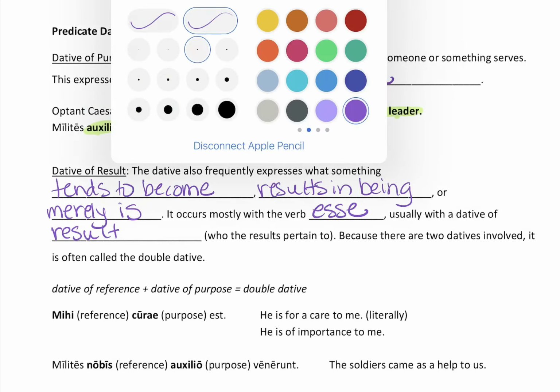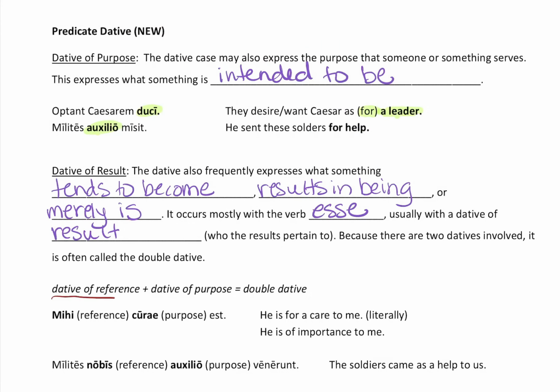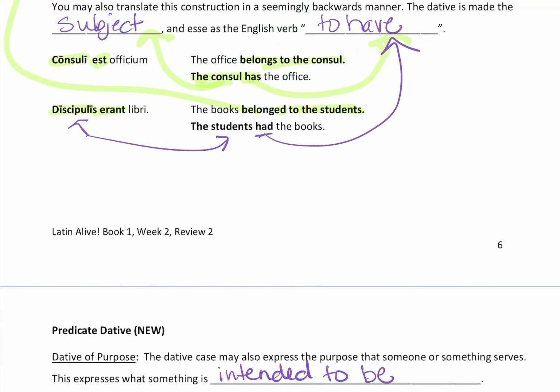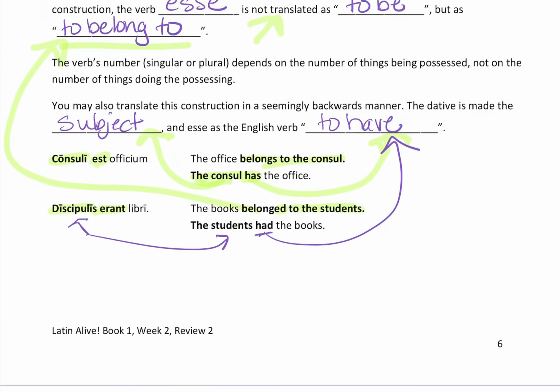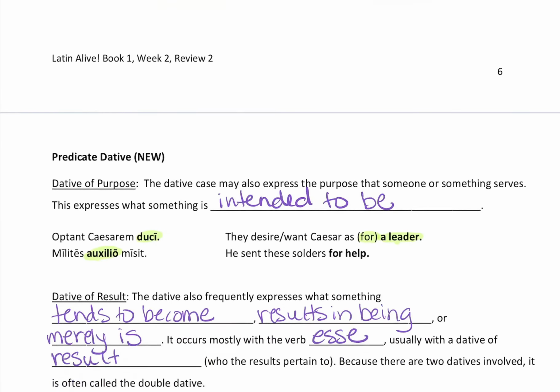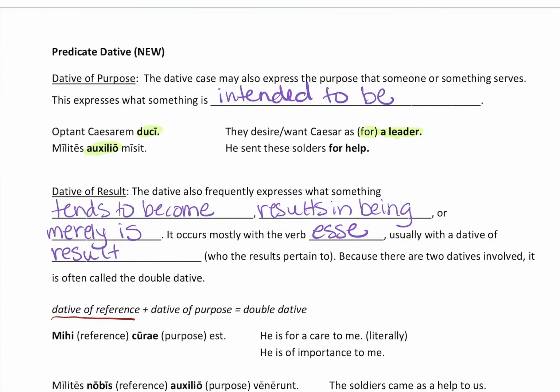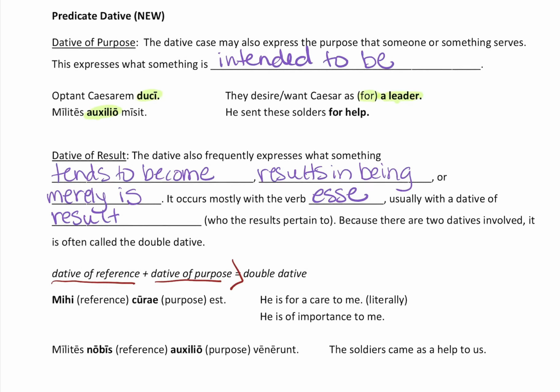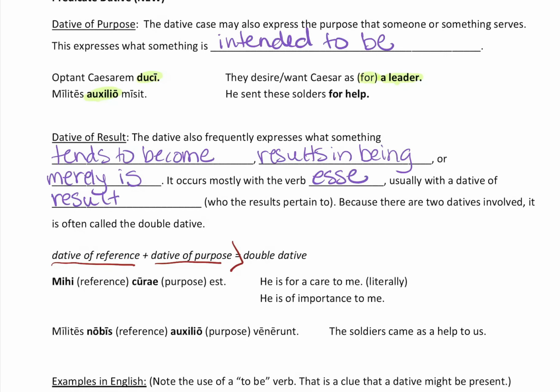So when you have a dative of reference, which we learned earlier, dative of reference, who does it go to? Plus a dative of purpose, that equals a double dative. So using those two things together, the new thing that's created together is called the double dative. And then when you hear double dative, that's because there's a dative of reference and a dative of purpose in there, right? It's called a double dative or a dative of result.